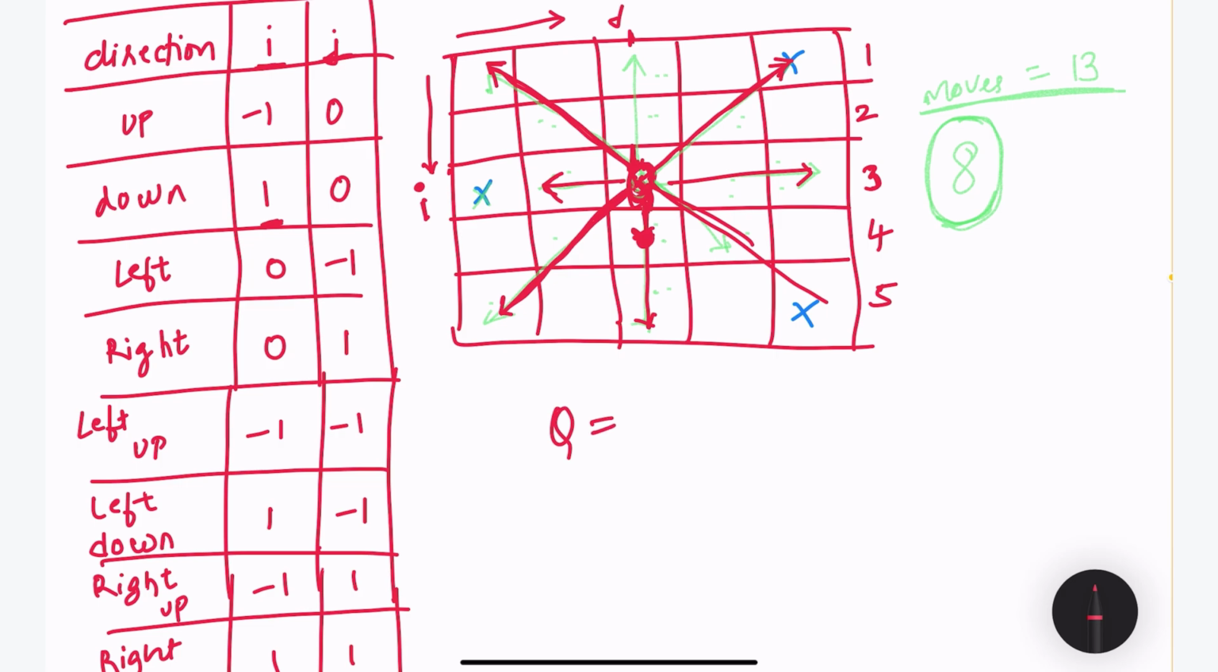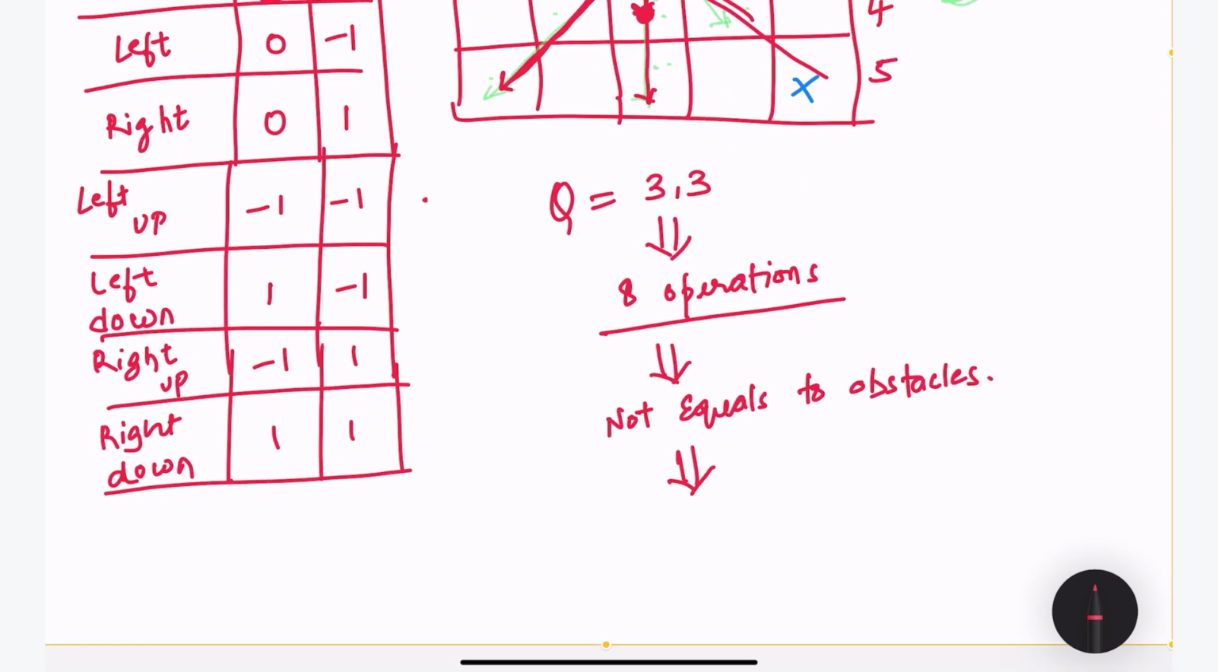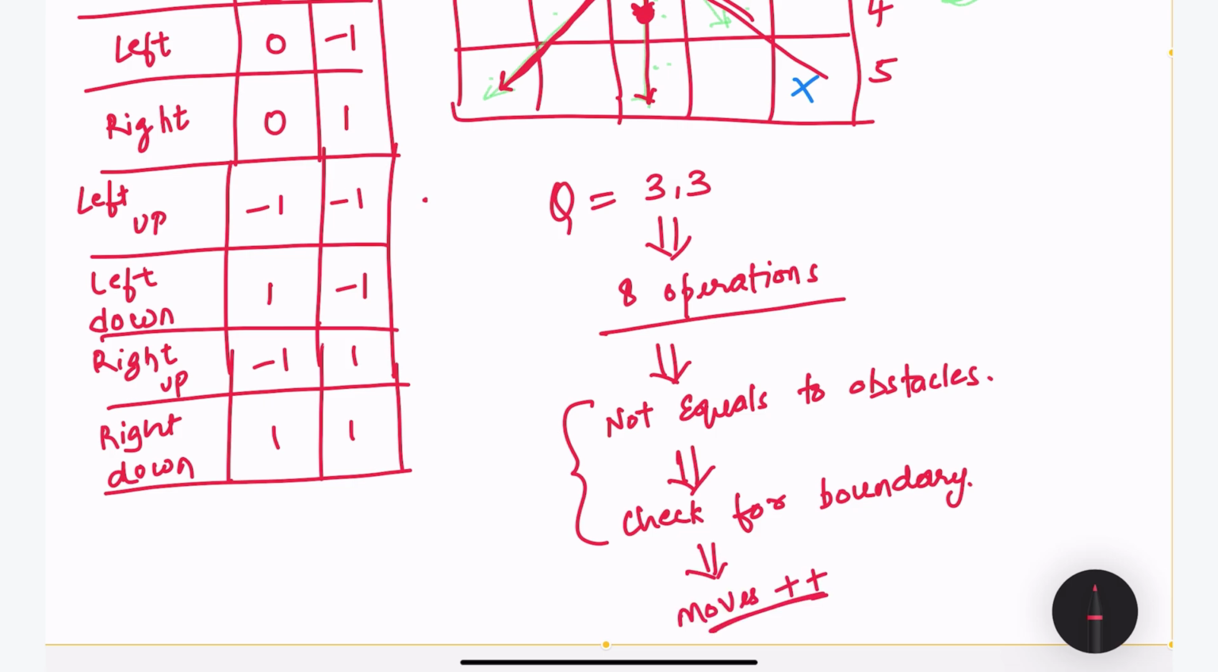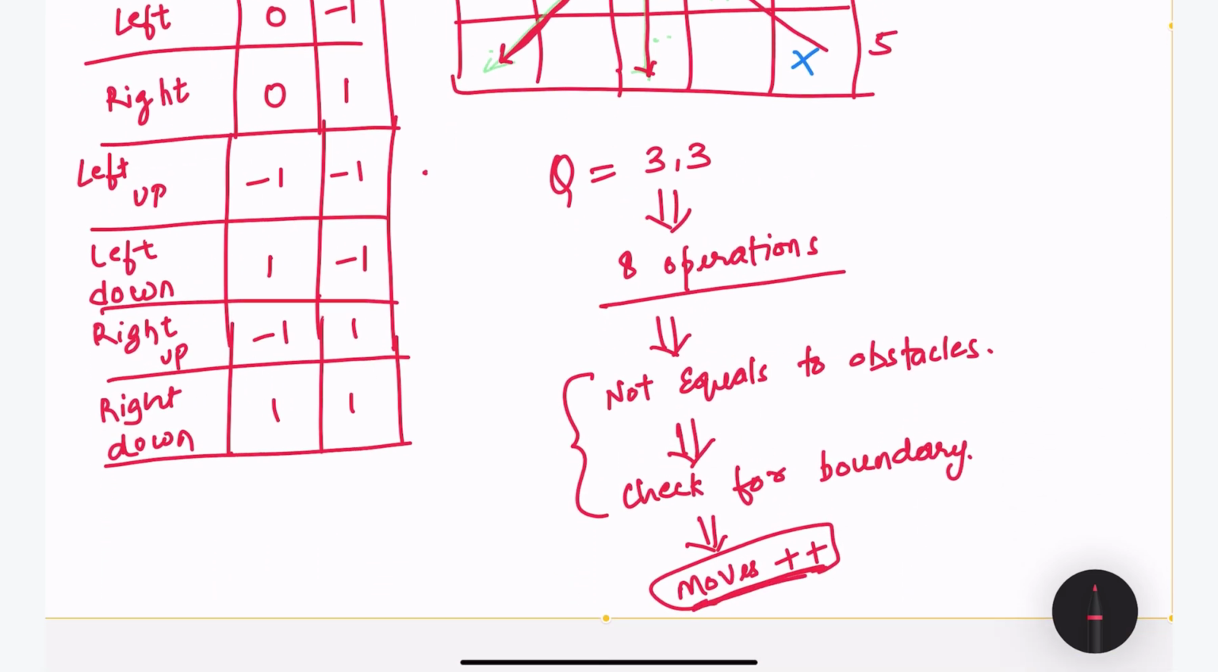which is right now 3, 3, apply all of these 8 operations to it, and whatever is the new value, check if it is not matching to the obstacles. If it is not matching to any obstacle, also check if it is not going beyond the boundaries. If these two conditions are met, then we can increment our result and say that Queen can make that move. After we go through all of the 8 directions, we will have all of the right moves recorded in this variable, and all we have to do is return it.